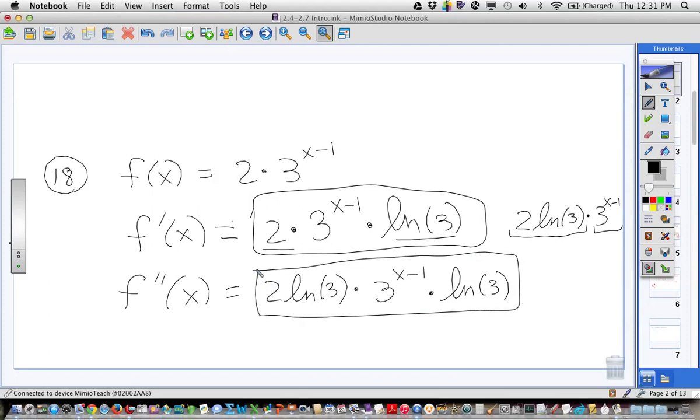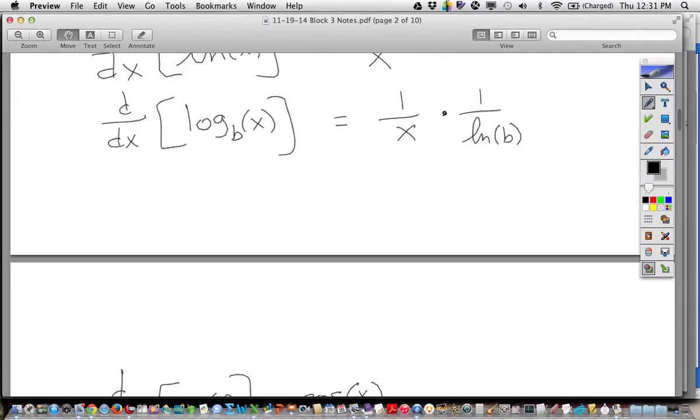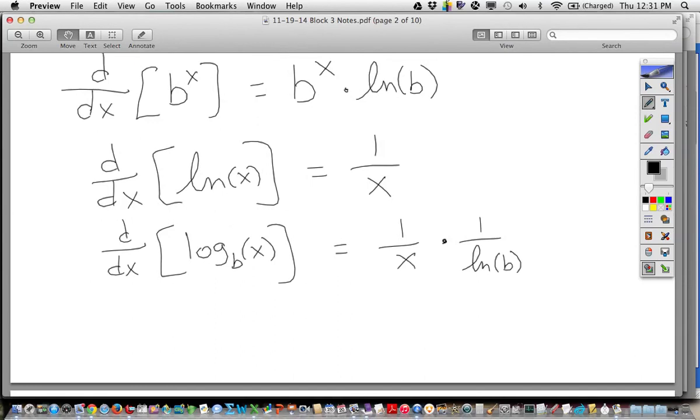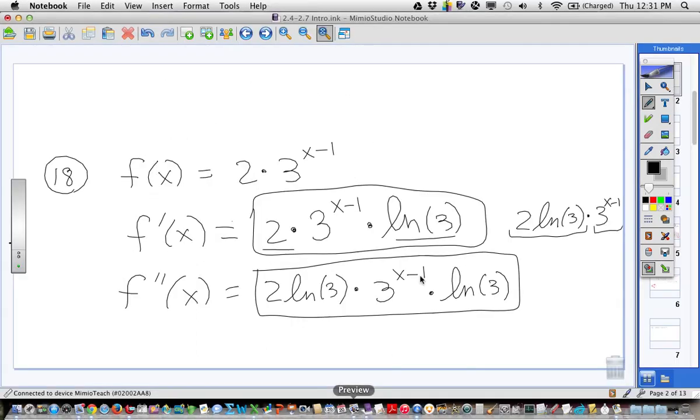But the key is to remember that ln 3 is just a number. This isn't ln x, right? I think we talked about that one yesterday. We're not going to be using this rule there, right? ln x is different than ln 3. ln x is a function. ln 3 is a constant. ln 3 is a number.